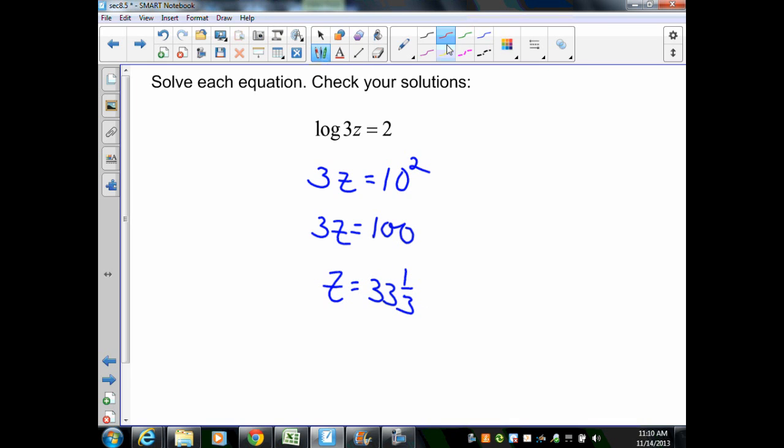Now what I can do is use my calculator and substitute z into my original equation. And that's going to give me the log of 3 times 33 1/3. And when I do that, I will get a value of 2. Therefore, that is the correct solution.